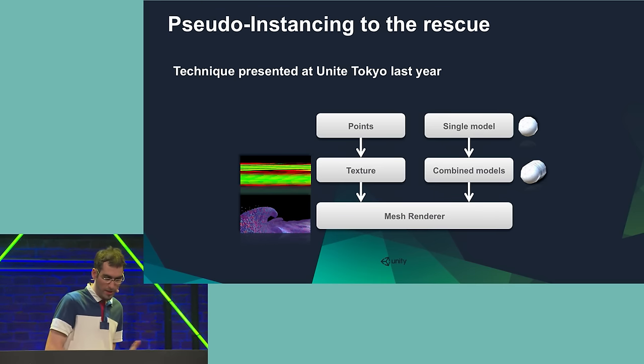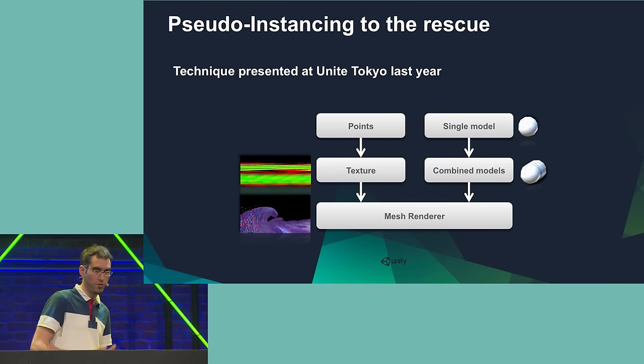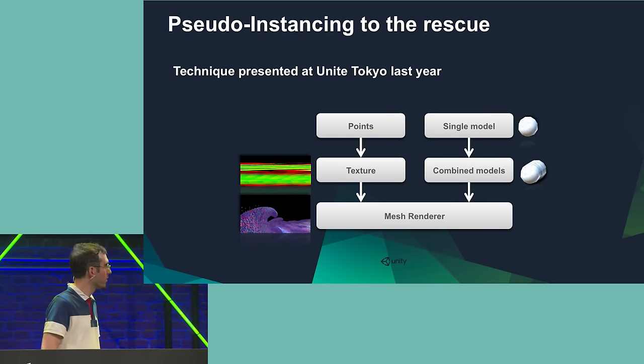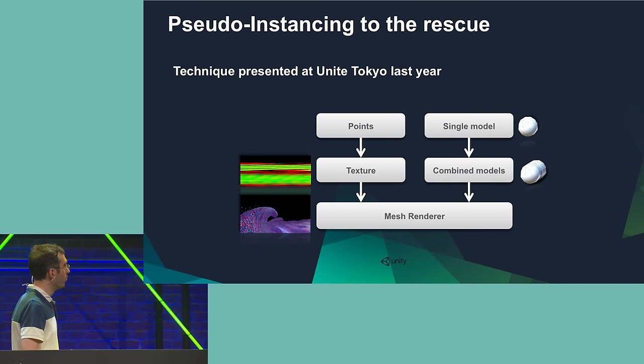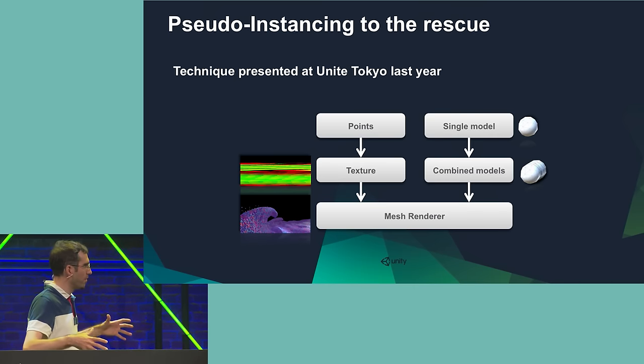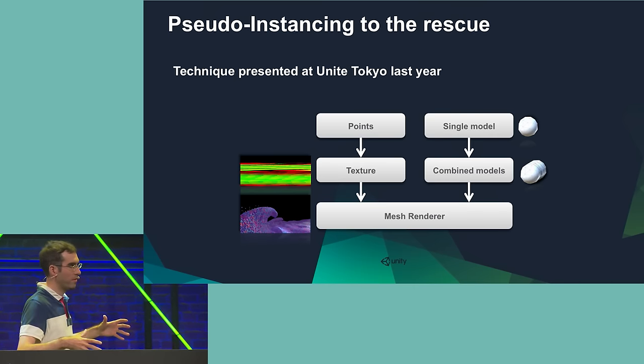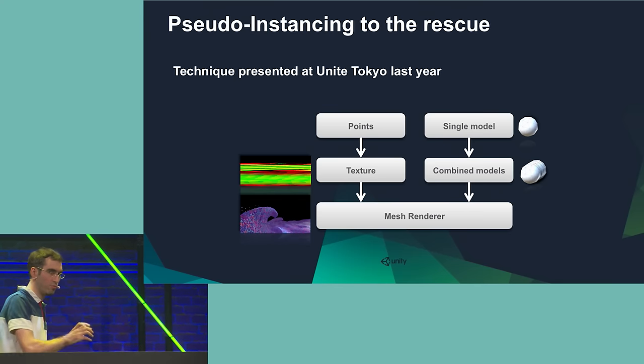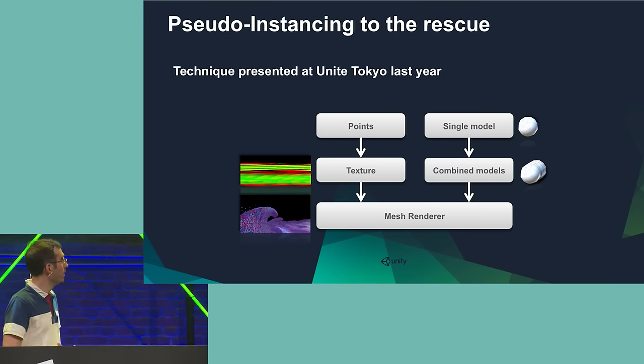So the basic idea, I really invite you to read the presentation. It's very interesting. But the basic idea is to reduce the number of draw calls. So rather than having a mesh with a single ball, we would combine, I think in our final scene, 1,500 balls into a single mesh. And then in a vertex shader, we would move the balls to the right place.